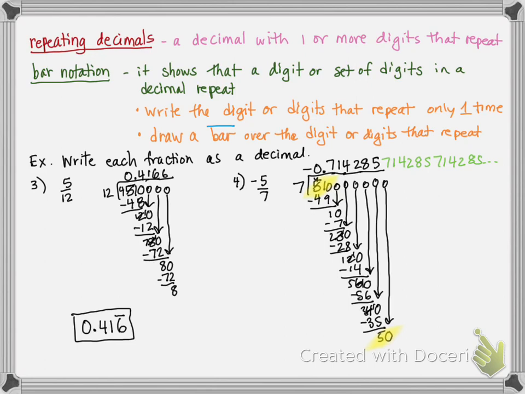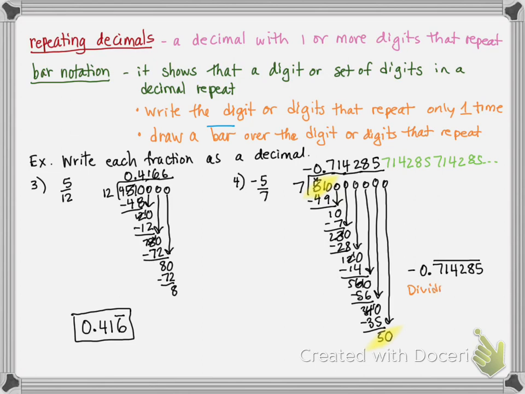So, how do I write my answer? Well, we're going to stick to what's black and put it over here to the side. So I'm going to get negative, and then I have a decimal point, and 7, 1, 4, 2, 8, 5. I'm going to put a bar over it. So here is the takeaway on this problem.